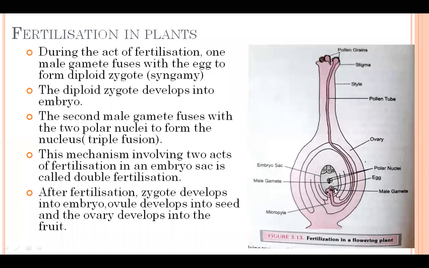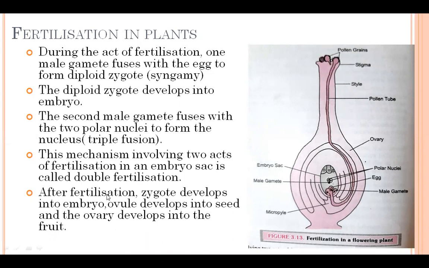So that gives you a new plant when the seed is sown. The second male gamete fuses with the two polar nuclei at the center of the embryo sac to form the endosperm nucleus. This process is called triple fusion because three cells are combining together here. Now this mechanism involves two acts of fertilization. So you know now that two acts of fertilization are taking place in an embryo sac, and these two acts together are called double fertilization.